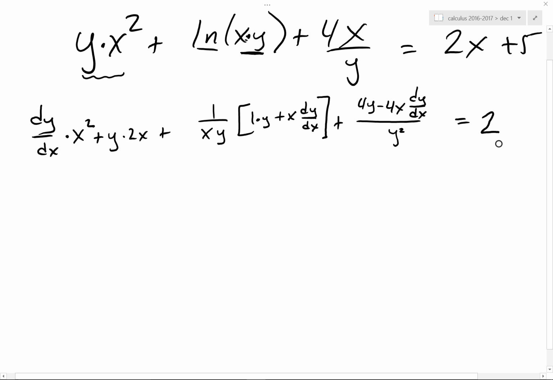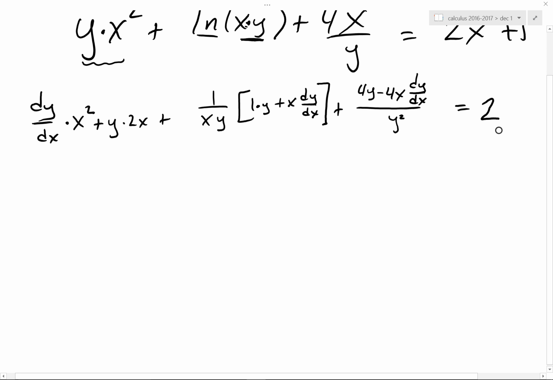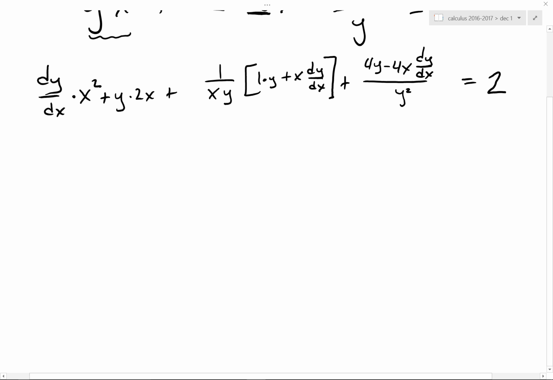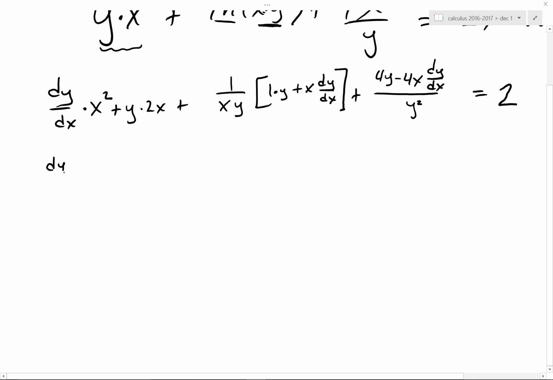Now, let's keep going, shall we? The dealio here is we want to get our dy dx's on one side and everything else on the other side. That's all for it algebraically, okay? So notice, I'm just going to leave this alone. I'm just going to leave this fella alone.